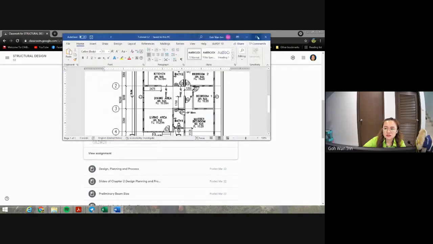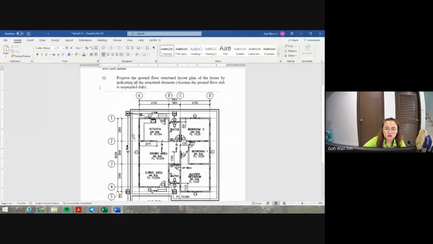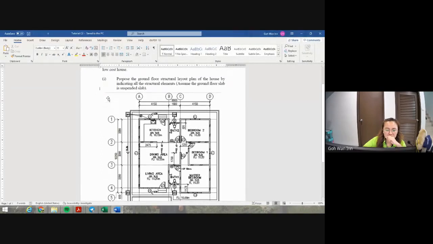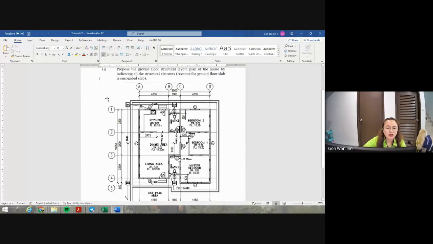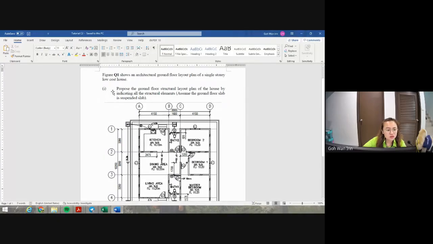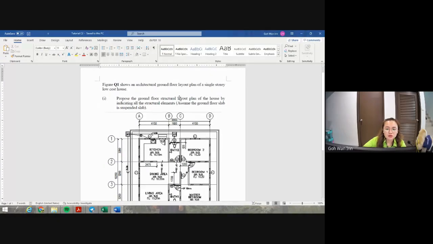And this is it. These are the questions for final or test from past years. We will take this as practice for tutorial 1 next week. So you can print it out first, because this one you need to do manually. Propose the ground floor structural layout plan for the house by indicating all the structural elements.